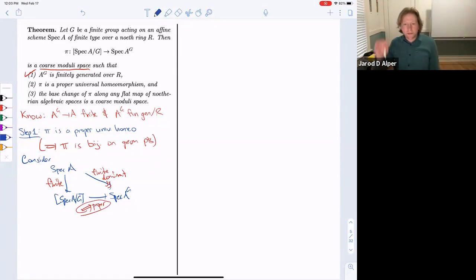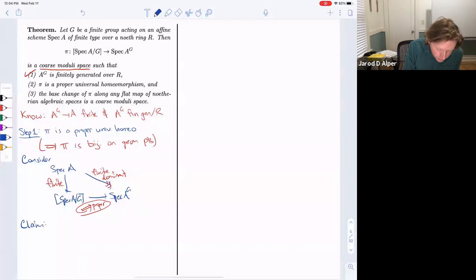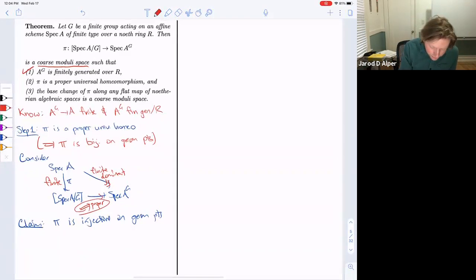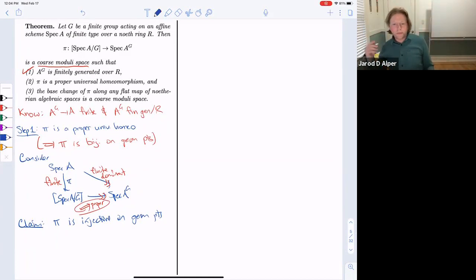So we get that essentially for free. And what we need to show is that this map pi is injective on geometric points. Oh yeah, because we already know this map is surjective. So you can use this to conclude that it's surjective on geometric points. So we just need to show it's injective.